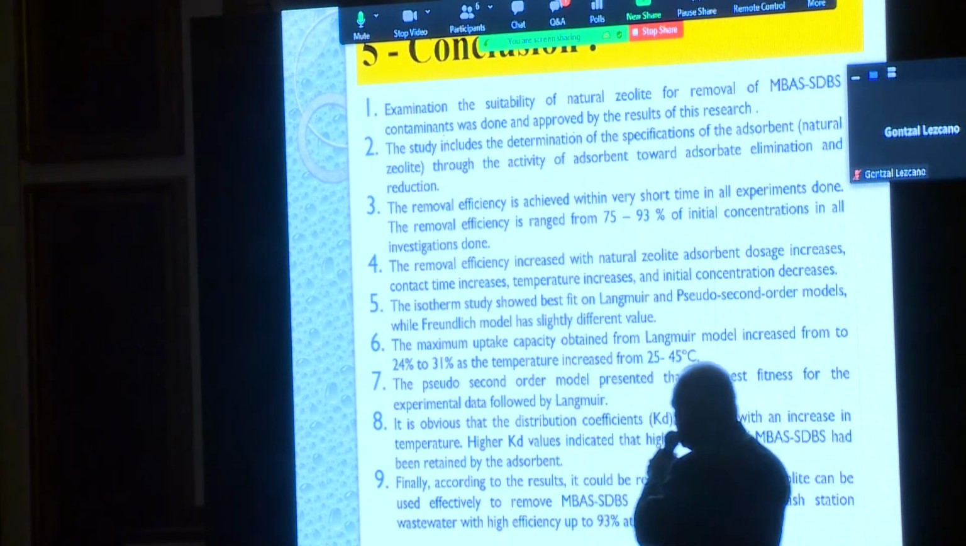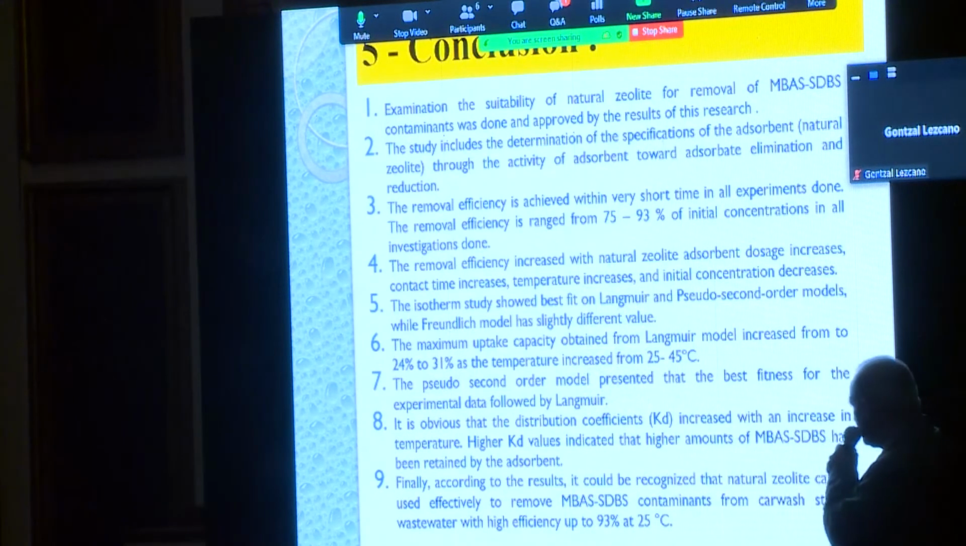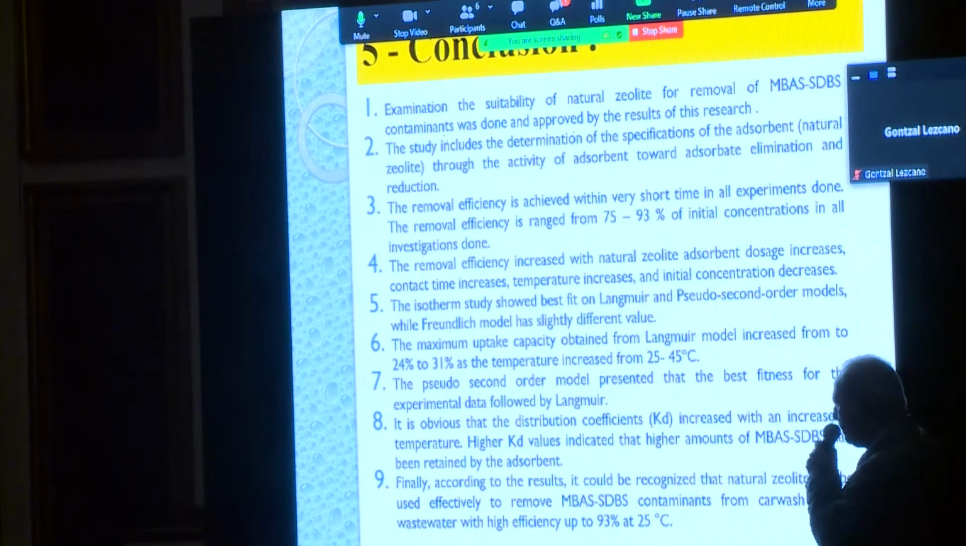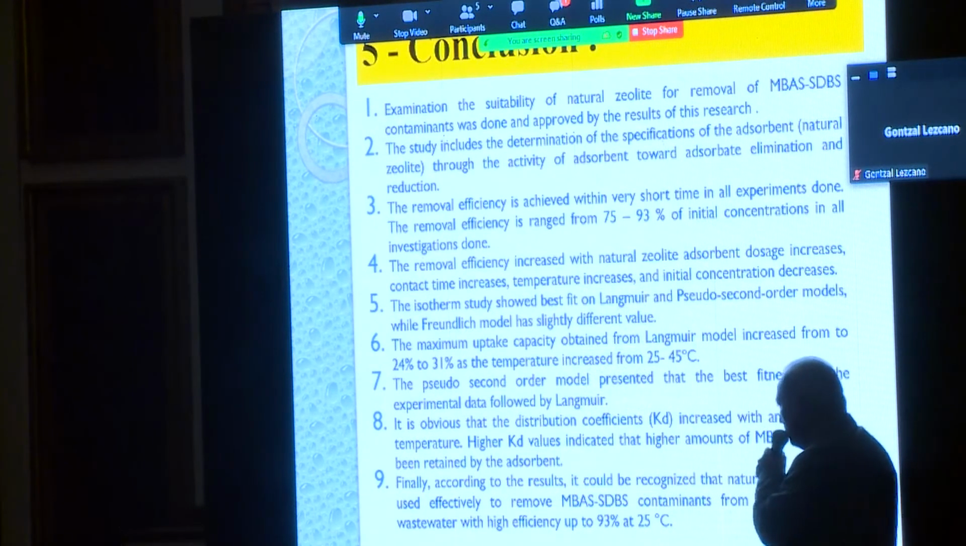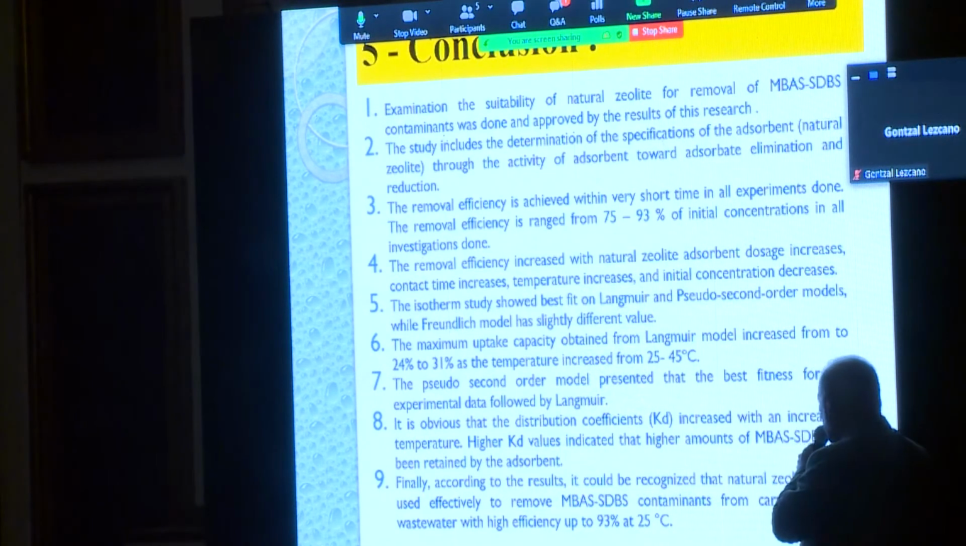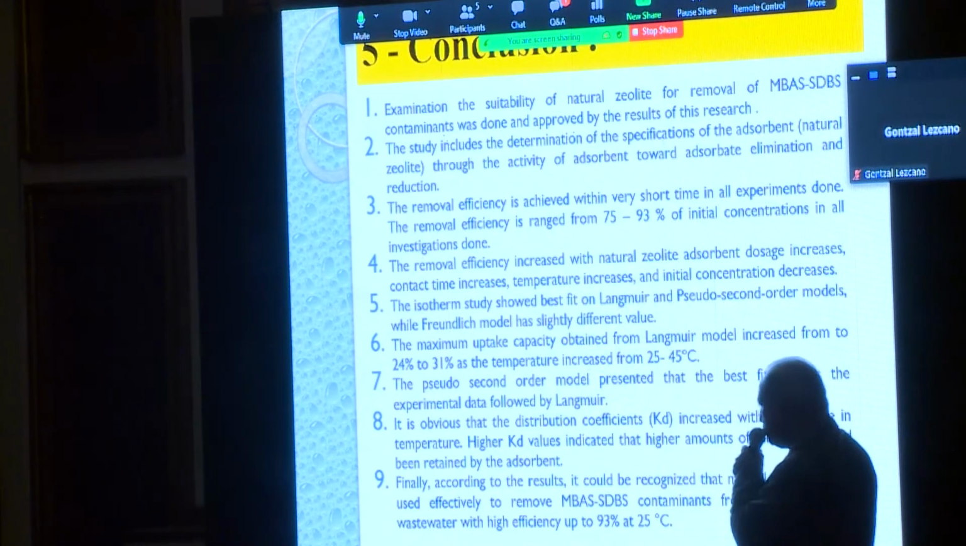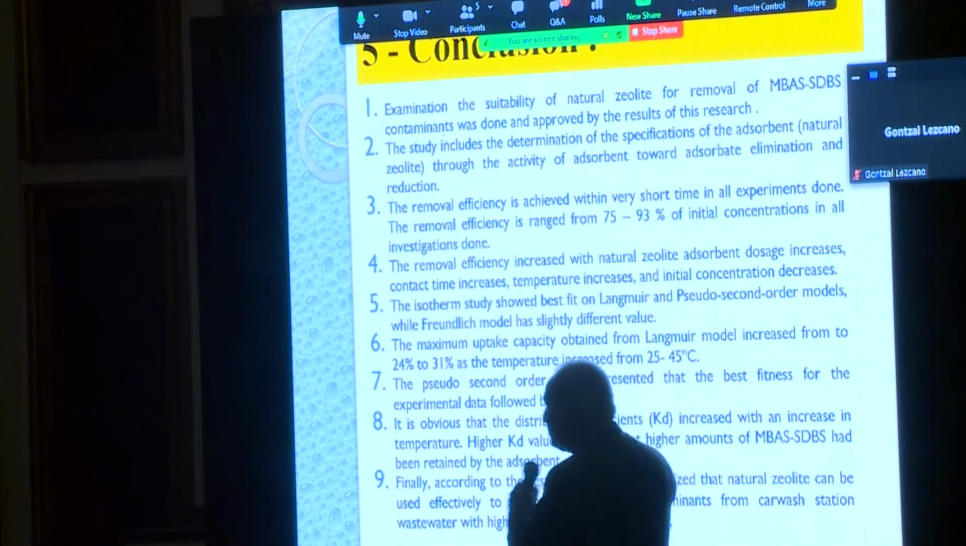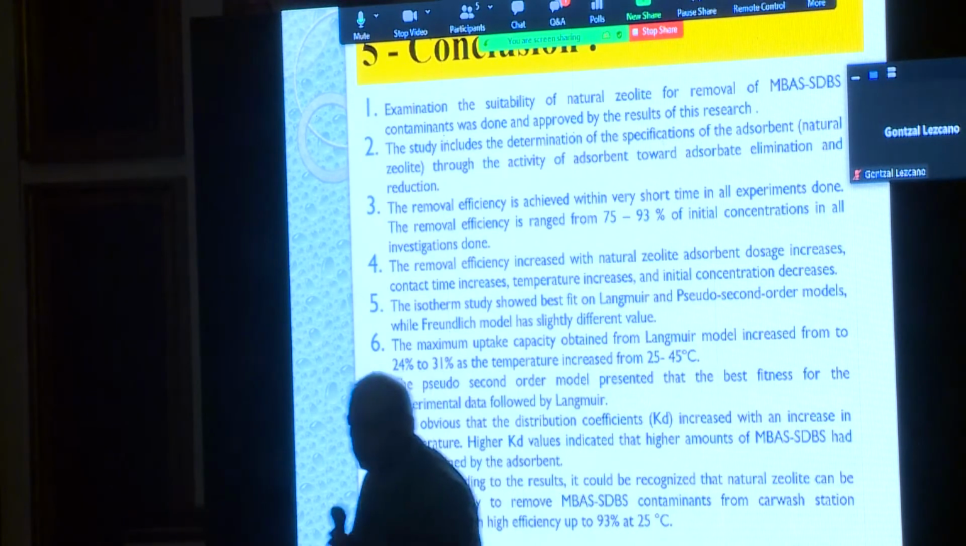Finally, according to the results, it could be recognized that the natural zeolite can be used effectively to remove surfactant contaminants from car wash stations wastewater with a high efficiency up to 93%. Thank you.